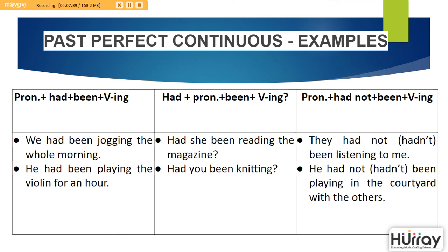Now comes the negative connotation where they is your pronoun in the first sentence. Had not is the next word, or also known in the contraction form as hadn't. Been and listening is the verb ending in ing, whereas to me is the object of the sentence. Similarly, you have he had not or hadn't been playing in the courtyard with the others.